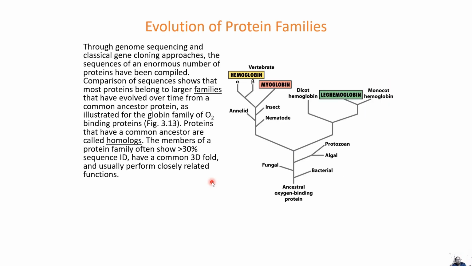Now, if we talk about the evolution of protein families, through genome sequencing and classical gene cloning approaches, the sequences of an enormous number of proteins have been compiled. The comparison of sequences shows that most proteins belong to larger families that have evolved over time from a common ancestor protein. Proteins that have a common ancestor are called homologs. The members of a protein family often show 30% sequence identity, have a common 3D fold, and usually perform closely related functions.